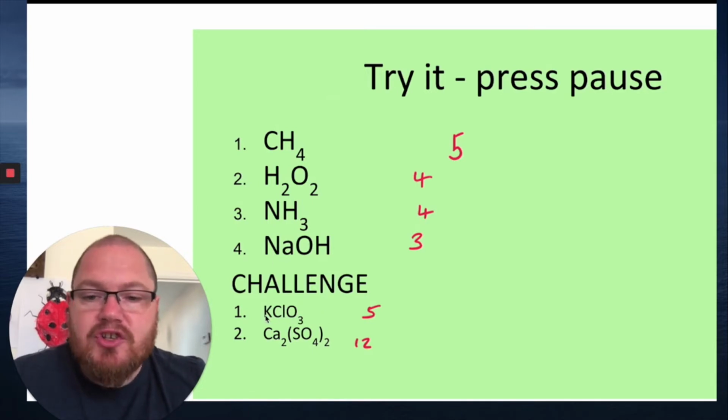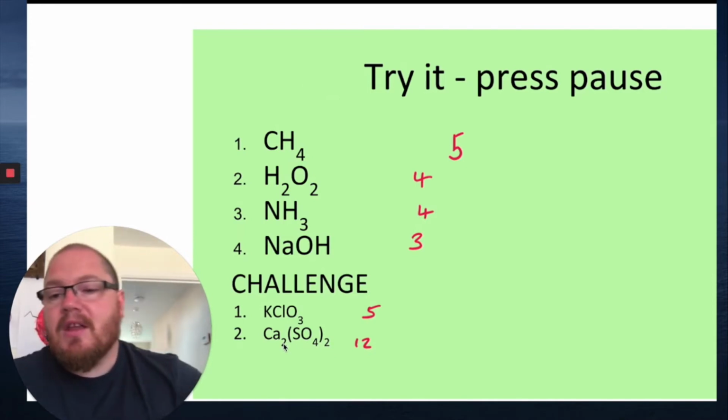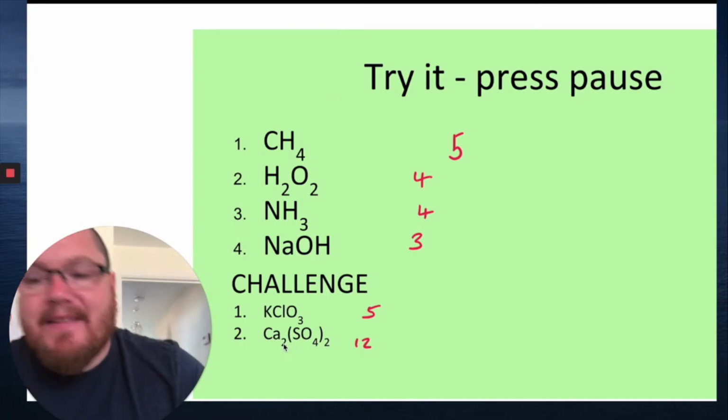Then your challenge. So I've got K, potassium, chlorine, 1, and then oxygen, 3, that's 5. And then this was a real solid one, but if there's a number outside of brackets, that means times 2 everything inside these brackets. So I've got 1 sulfur and 4 oxygens, that's 5. And then outside the brackets is times 2, so 2 times 5 is 10, plus my 2 calciums. So that's just a bit of a recap on counting atoms.